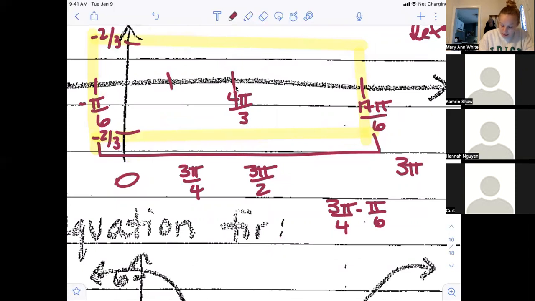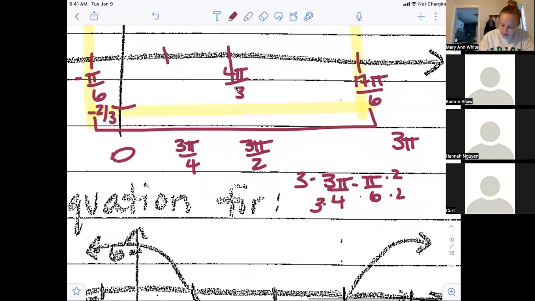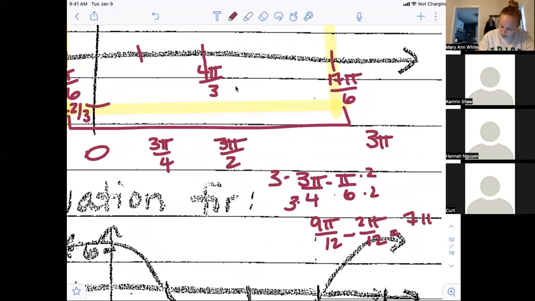Now I need to get like denominators. I think 12 is the easiest thing. So I can multiply by 2 on the second fraction, 3 on the first. I get 9 pi over 12 minus 2 pi over 12, which is 7 pi over 12. The only nice part about that is I don't have to simplify it. It's kind of an ugly number, 7 pi over 12.